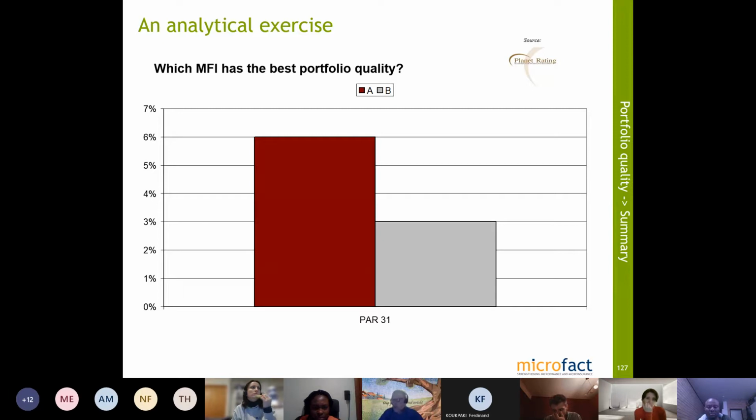Organization red has a portfolio at risk of 6% and the other has 3%. Which one is the best in class based on only this? Red or green? Yes, I see green, green, green, and here in front of me I see red as the best performing.